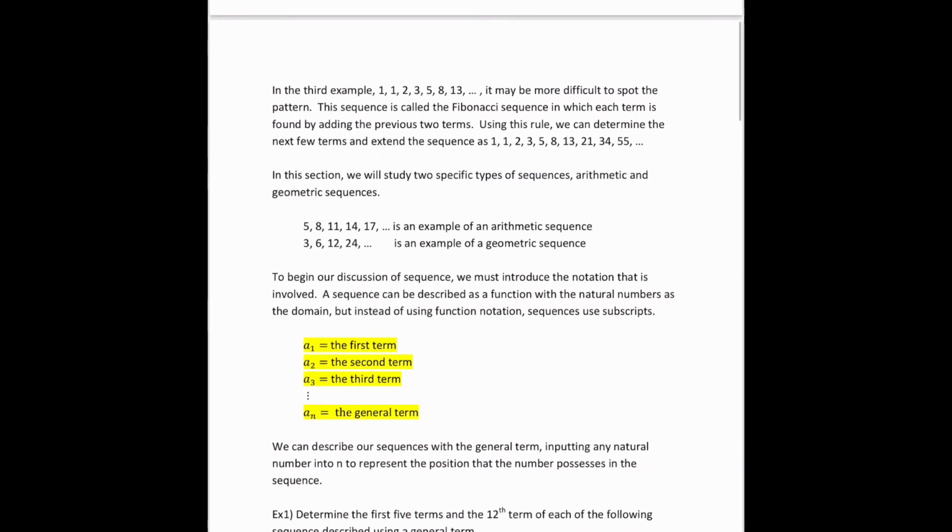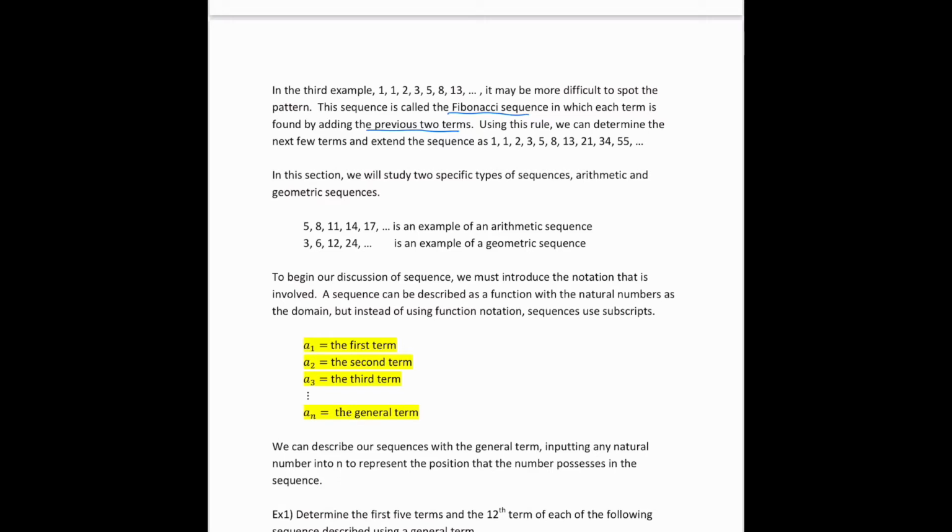In the third example, 1, 1, 2, 3, 5, 8, 13, it may be more difficult to spot the pattern. This sequence is called the Fibonacci sequence, in which each term is found by adding the 2 previous terms. Using this rule, we can extend the sequence as 1, 1, 2, 3, 5, 8, 13, 21, 34, and 55. So in this section, we'll study 2 specific types of sequences, arithmetic and geometric sequences.